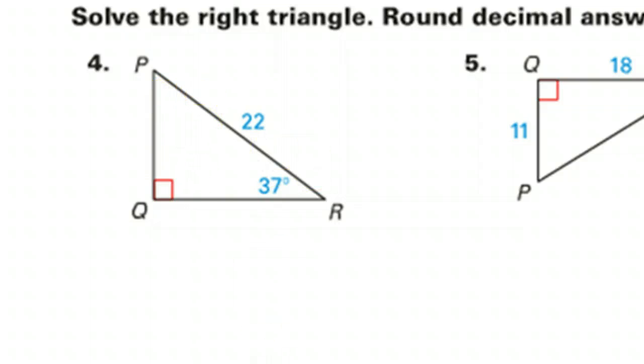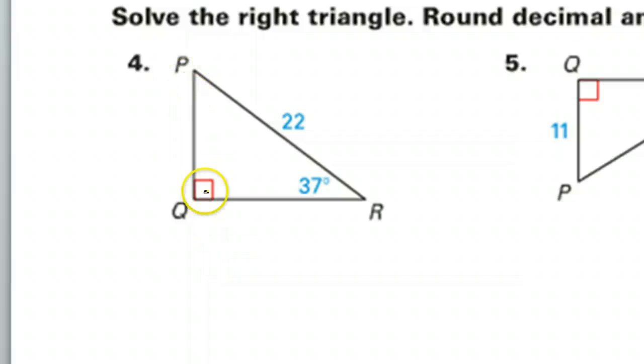Okay, so let's see. It doesn't really matter what order you go in. So I'm going to go ahead and find QR first. If I call this X for a second, then I'm looking at this, this, and this, and I ask myself, which trig function am I talking about here?